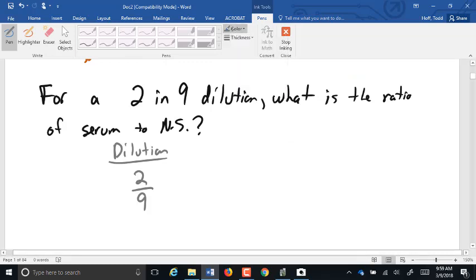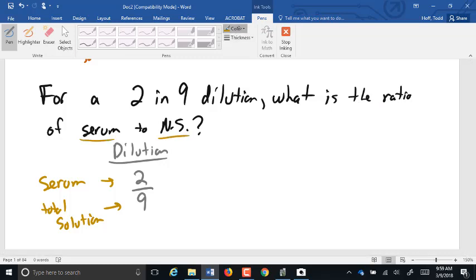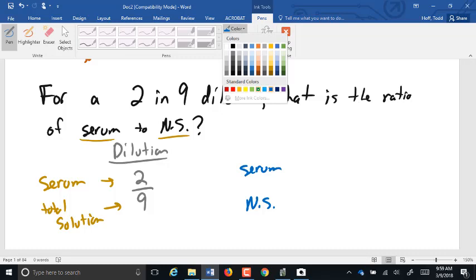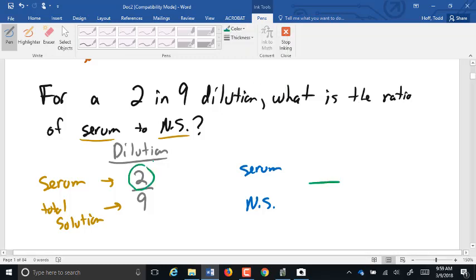Well, again, let's label it. That 2 represents the parts of serum. The 9 represents total solution. That's not the ratio we want. We want the ratio of serum to saline, not serum to total. So if I have serum and saline, how many parts serum are there? There's still 2 parts serum. How many parts of saline would there be? You got it. 9 minus 2 gives us 7. So the ratio of serum to saline would be 2 to 7.